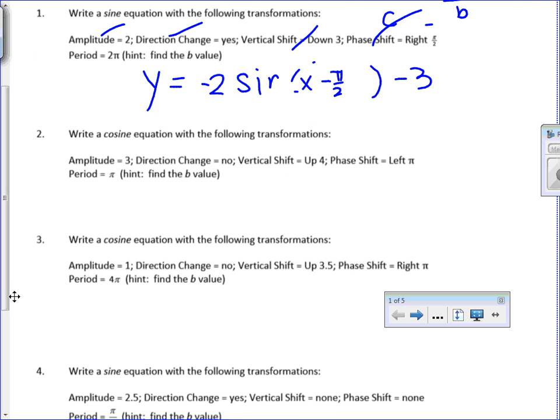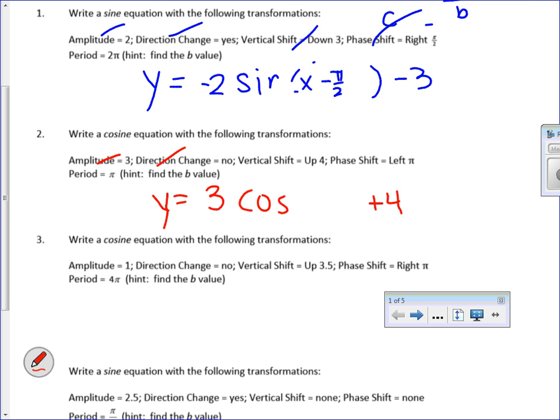So for number 2, it says, write a cosine equation. So I'm going to write y equals space and the word cosine. What goes first? Amplitude, which is 3, positive or negative? Positive, y. No direction change. Then the next easiest thing, vertical shift up 4, that goes all the way at the end. Then phase shift of left pi. So in real life, left is negative, but in our formula, it's going to be x plus pi in parentheses.